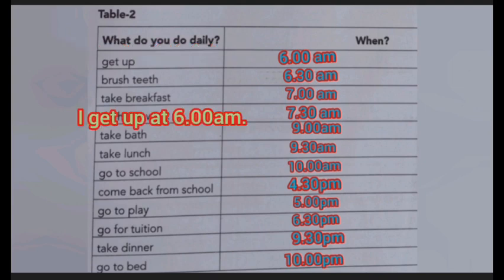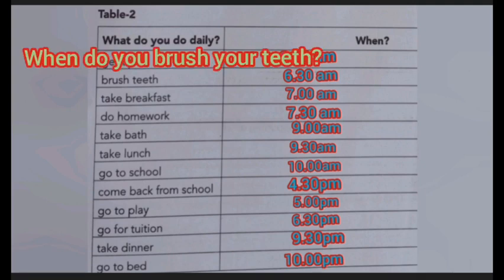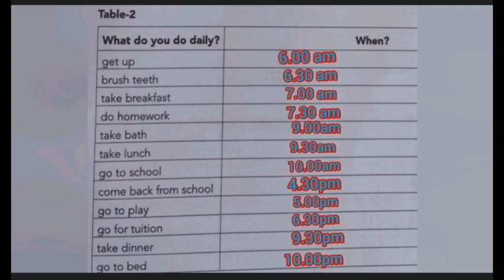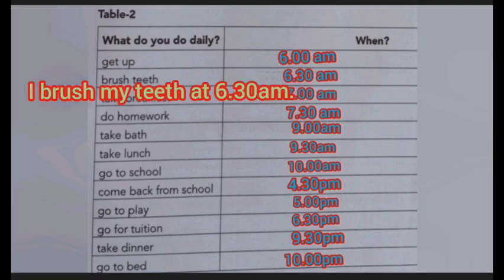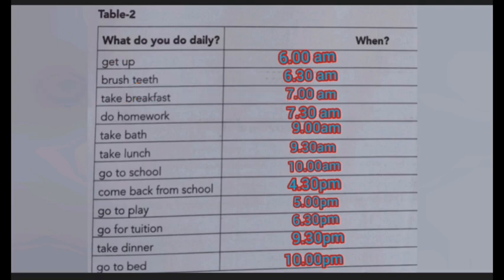I get up at 6 a.m. When do you brush your teeth? I brush my teeth at 6:30 a.m. When do you take breakfast? You can write, I take breakfast at 7 a.m. When do you do your homework? I do my homework at 7:30. When do you take bath? I take bath at 9 a.m. When do you take your lunch? I take my lunch at 9:30 a.m.